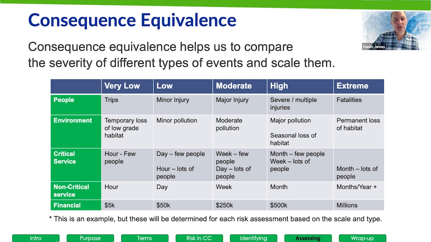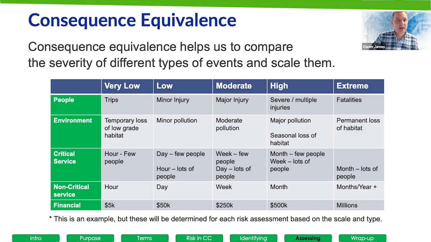So enter the consequence equivalence matrix. This helps us to compare the severity of different types of events and scale them. So we can use this later when we begin to consider the impact of climate change. The matrix is unique to you or your organization or your department. It needs to be appropriate to the nature and extent of the risks that you are going to assess with it.